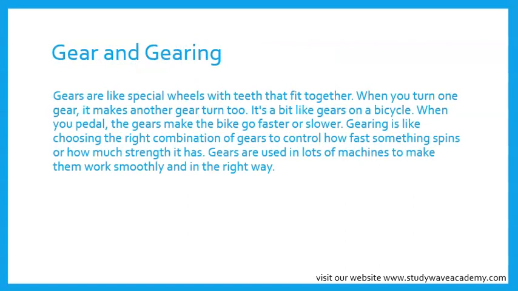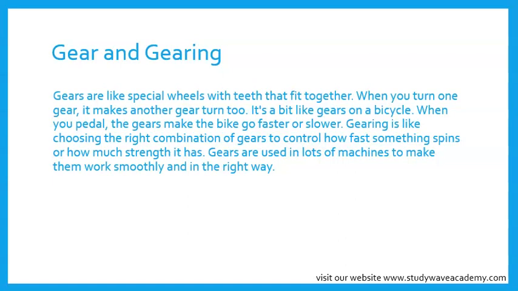Gear and gearing. Gears are like special wheels with teeth that fit together. When you turn one gear, it makes another gear turn too. It's a bit like gears on a bicycle. When you pedal, the gears make the bike go faster or slower. Gearing is like choosing the right combination of gears to control how fast something spins or how much strength it has. Gears are used in lots of machines to make them work smoothly and in the right way.